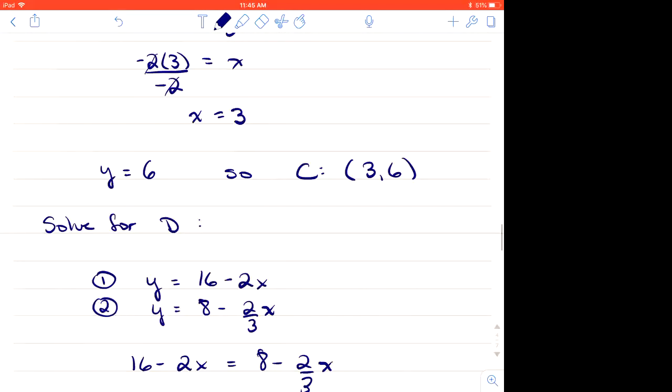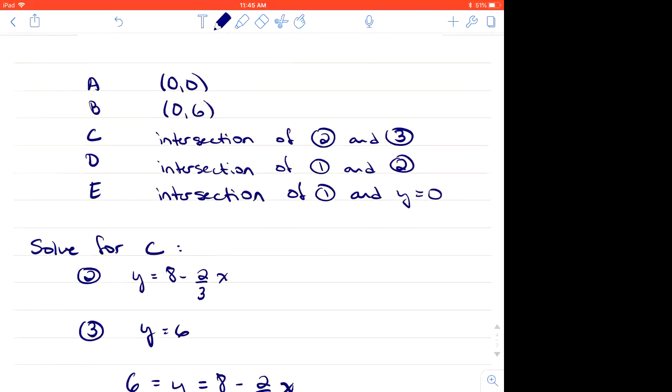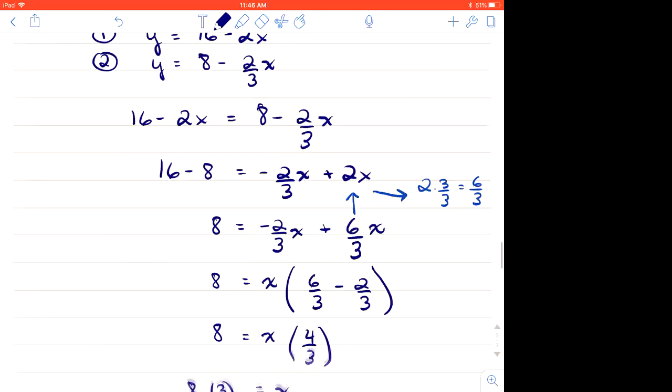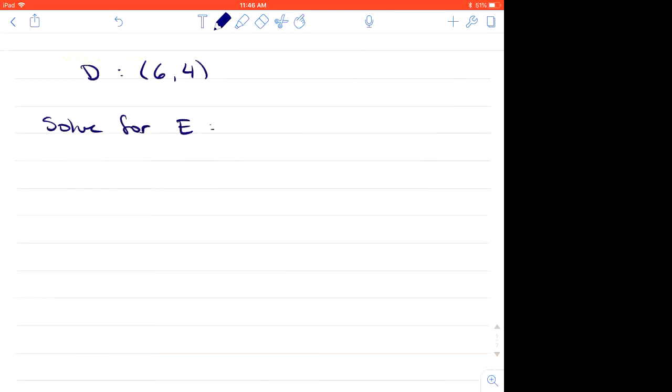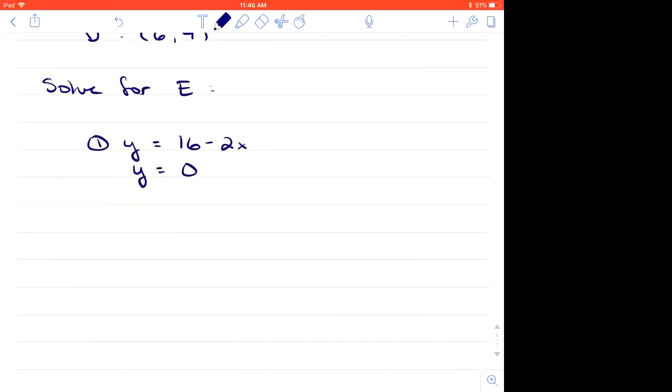How about point E? E is the intersection of line 1 and y equals 0. Solve for E. Line 1 is y equals 16 minus 2x, and y equals 0. This one's breezy after the last one, right? So we have just 0 equals 16 minus 2x.